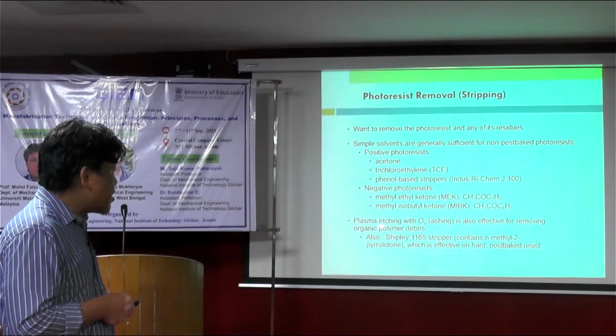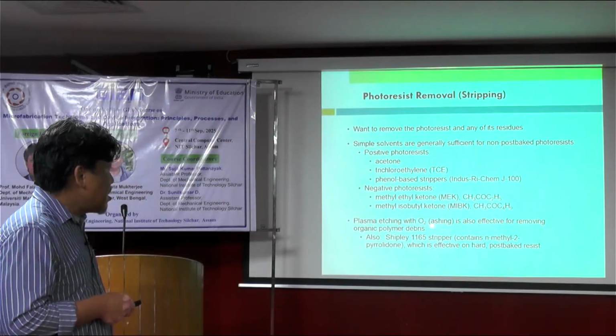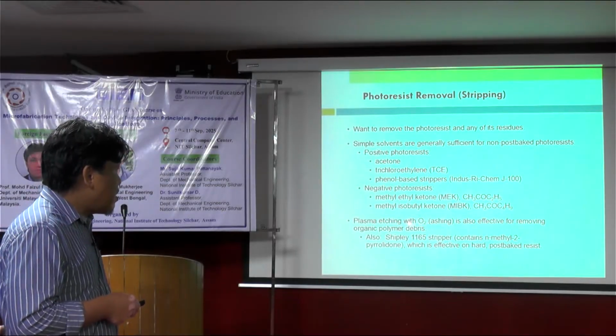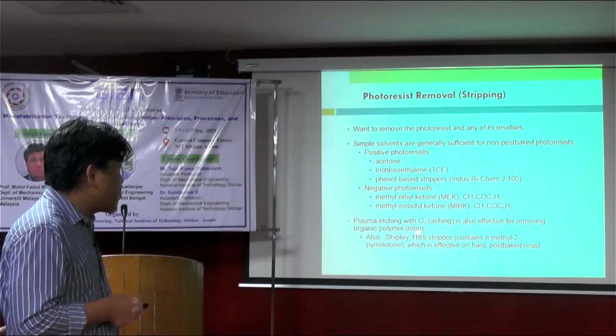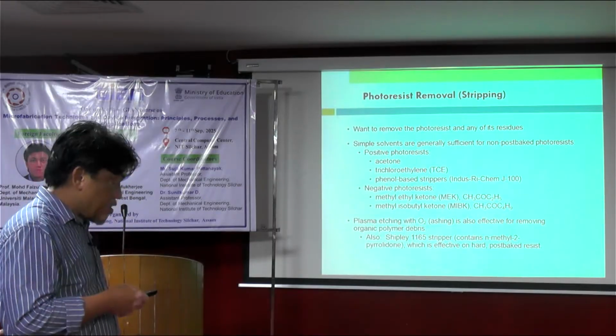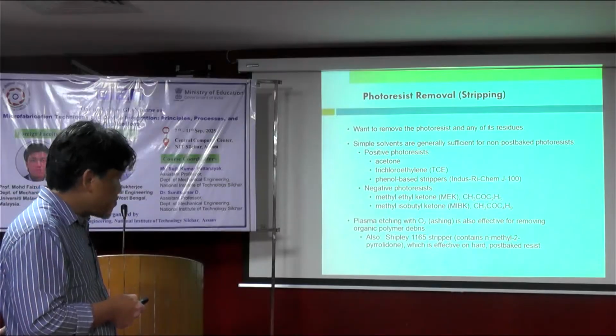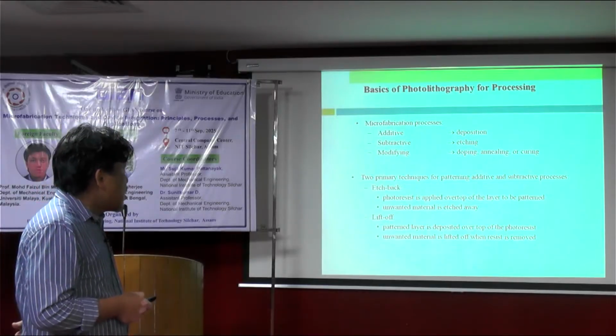And in some cases, you might need plasma etching with oxygen. We call it oxygen etching as well. It's also effective for removing organic polymer debris. Sometimes it's hard to remove something, then you can do plasma etching.